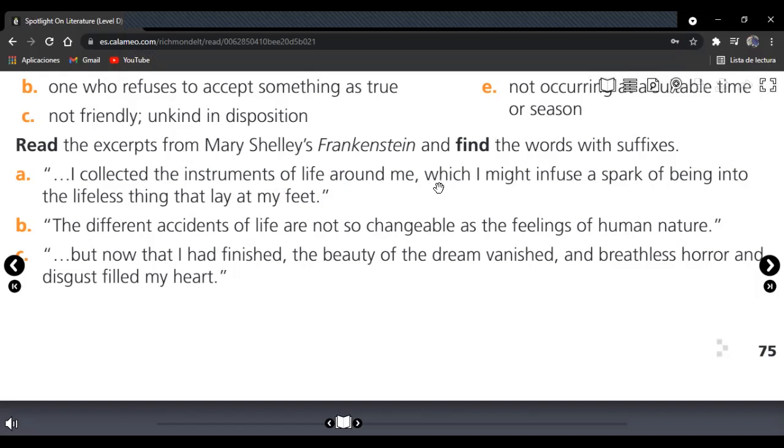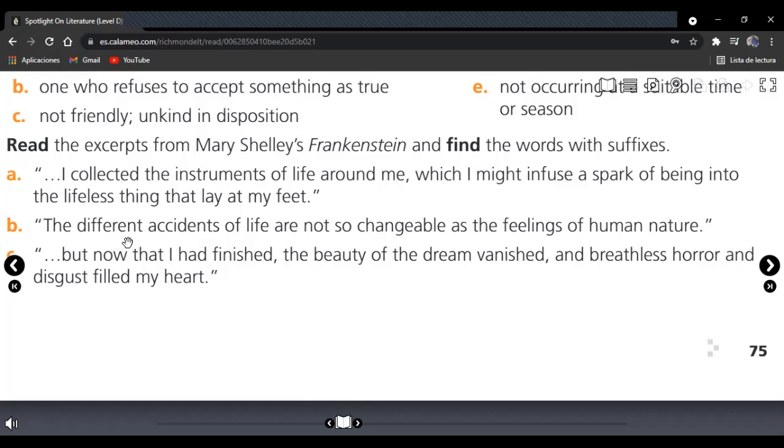Now let's move to the next phrase: which I might infuse a spark of being into the lifeless thing that laid at my feet. What did you say? Being is one, ing. Being, this is one suffix, ing. Running, swimming, being. Another? Less, yourself, right, Jose? Yes, less. Less and being.